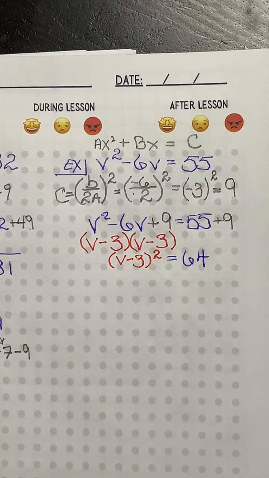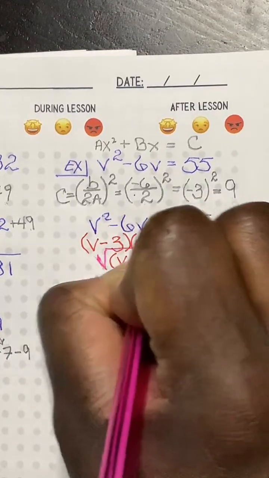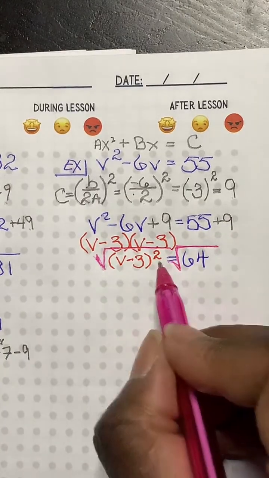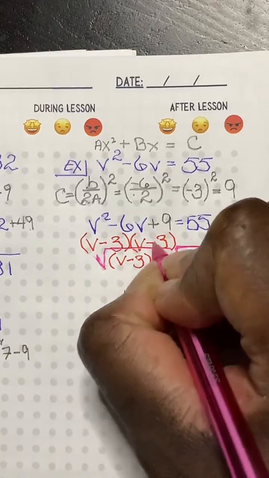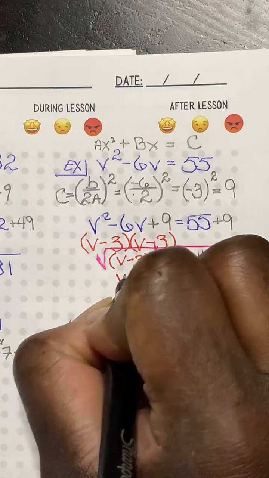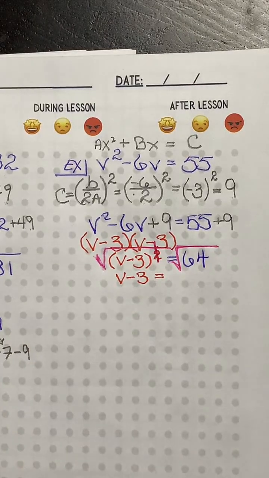Now, what is next? We got square root. So we're not just square rooting the 64, but we're also square rooting both sides because we want to get rid of that square. The opposite of the square is the square root. So they cancel out. So this will leave me with v minus 3 equals what?